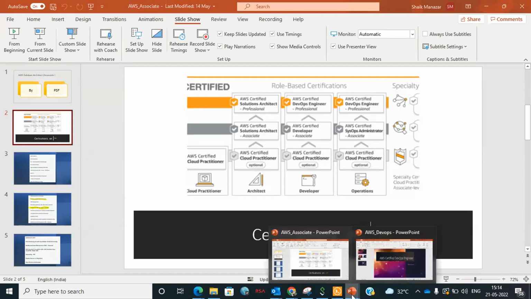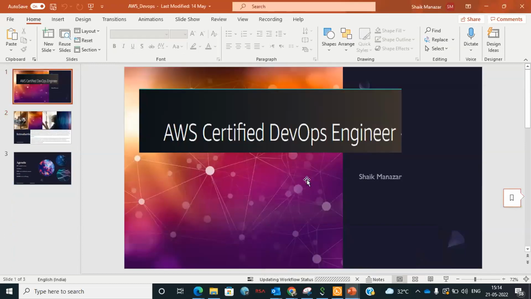Okay. So another course which we have at night time is AWS Certified DevOps Engineer. This is hot cake in the market. Why is this course not just for AWS? Actually, DevOps can be implemented even on Azure, Google Cloud, or any other cloud.